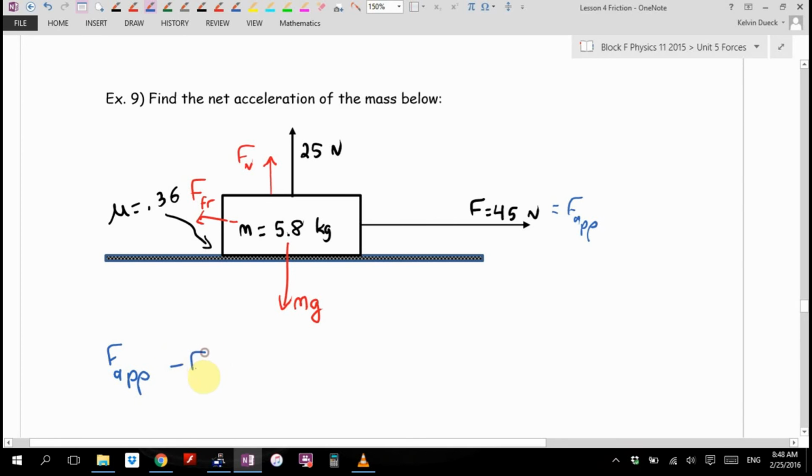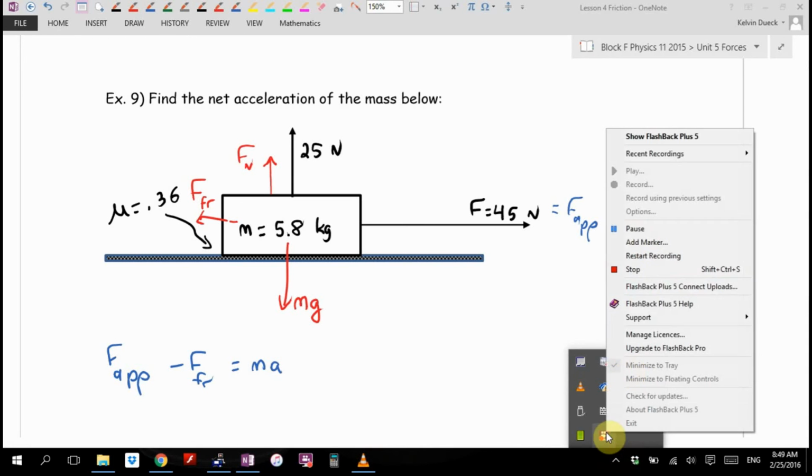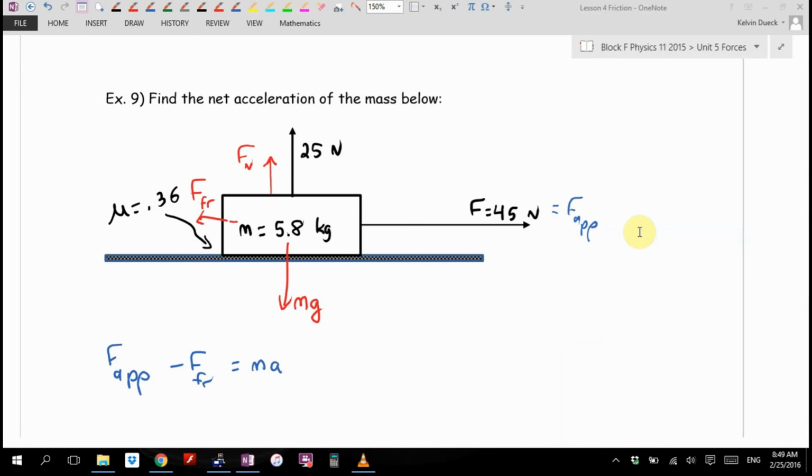Yes. What does that always equal? Yes. Good call. Cohen, coming right back at you. What's this question asking me to find? Kinetic acceleration. Oh, the A?